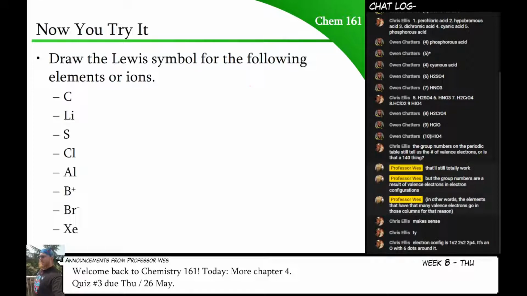All right, there you go. I have a bunch of these. I want you to draw their Lewis symbols. What do you think happens with the ions? Well, it changes your valence, or not your valence, it changes your electron configuration, so how would that affect your result? I want you to draw these Lewis symbols for all of these elements or ions shown on the screen. I'll give you 5 minutes, then we'll go over the answers.